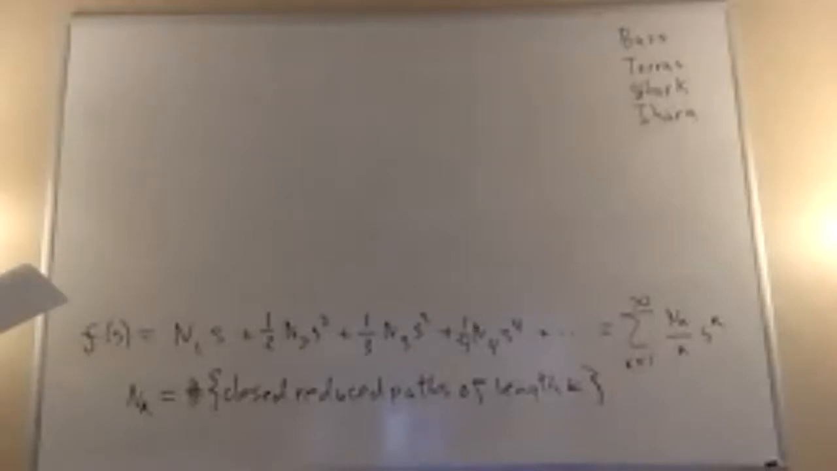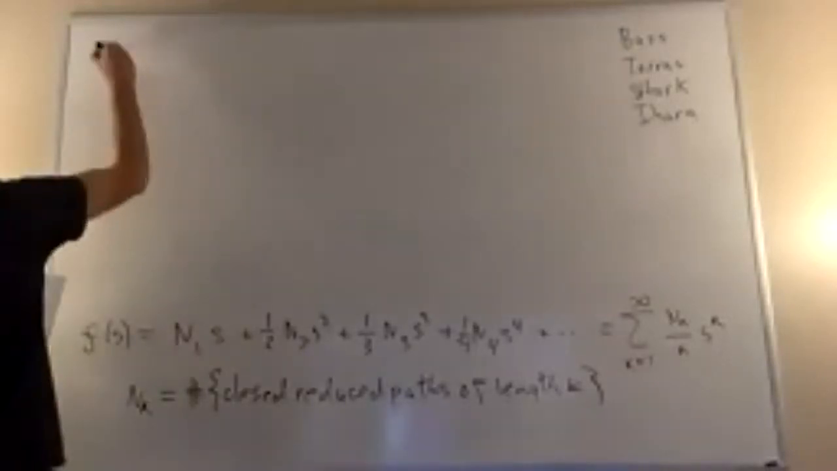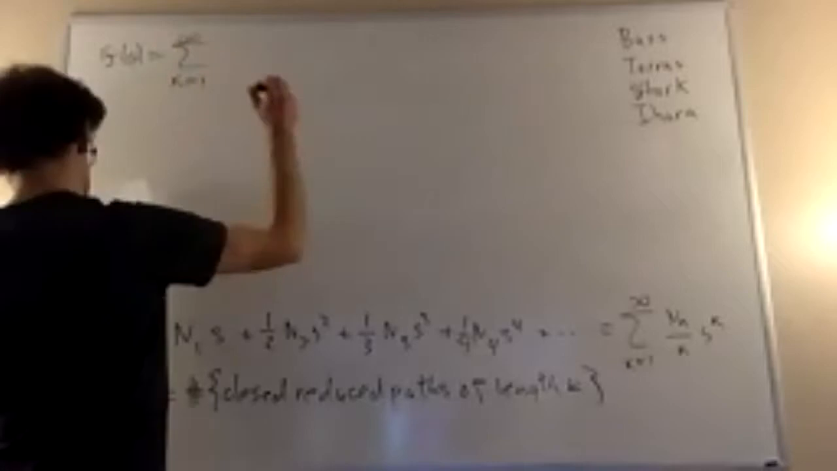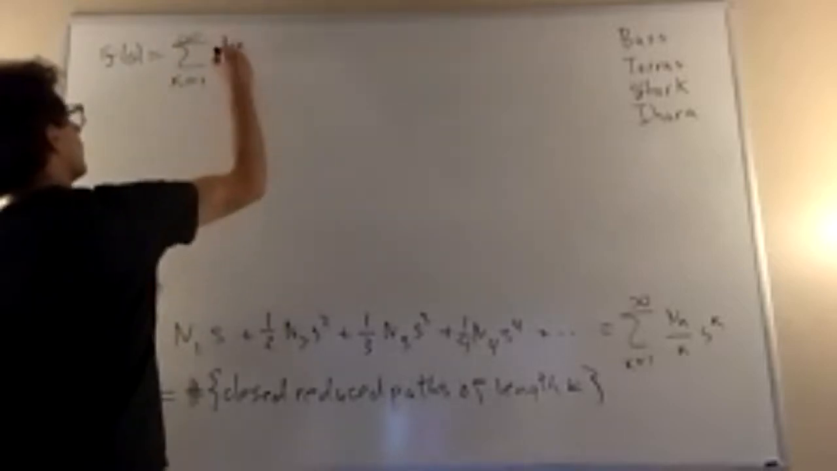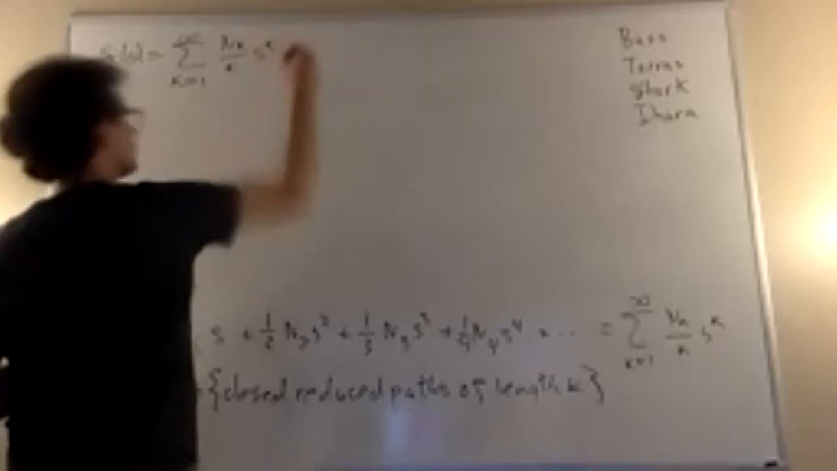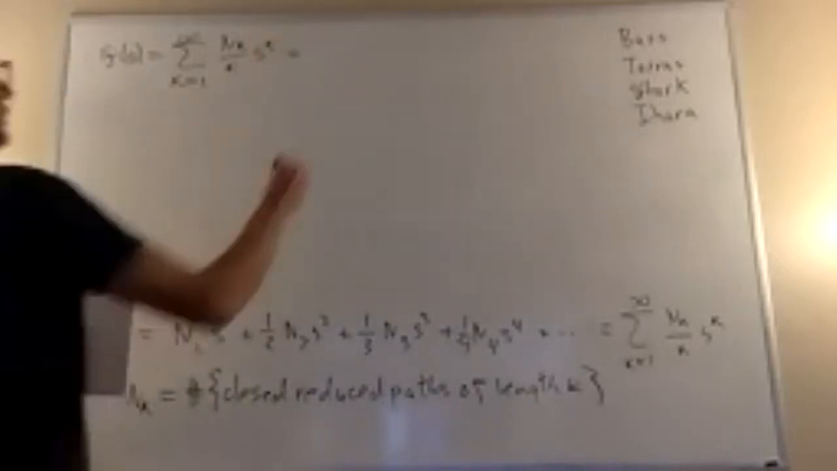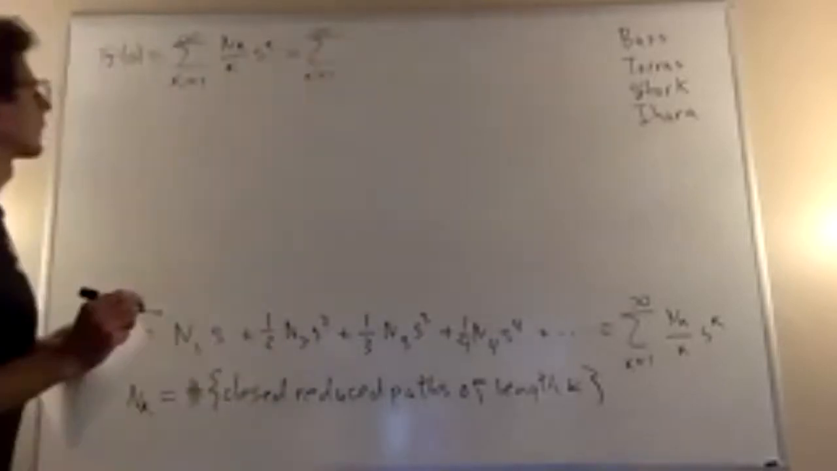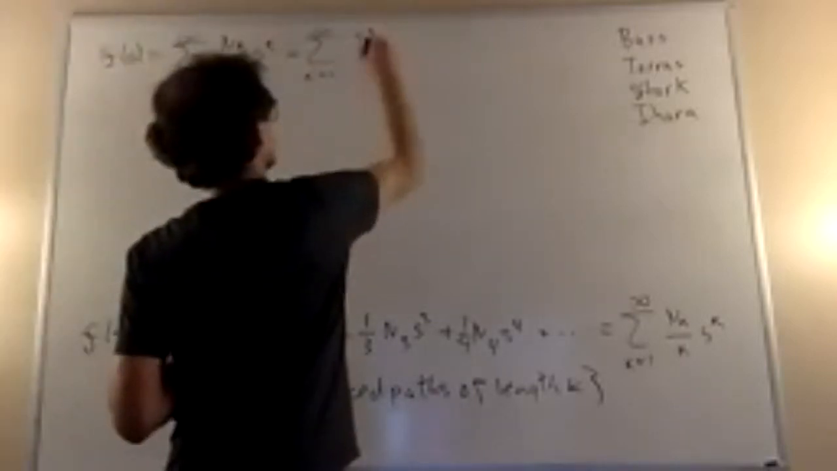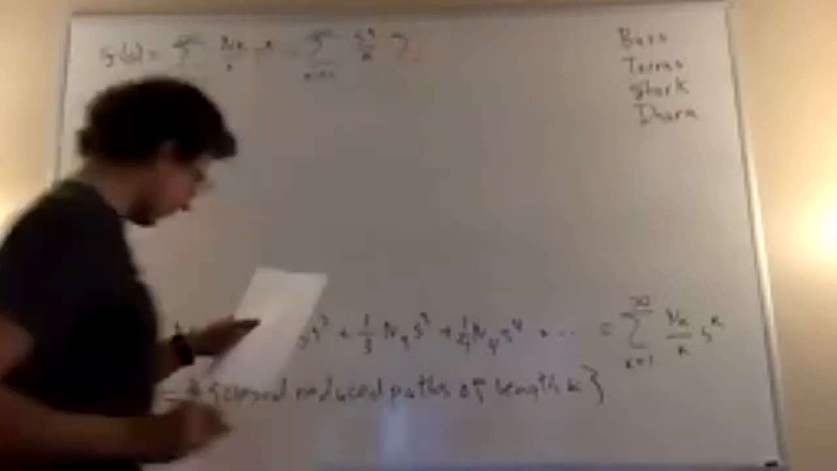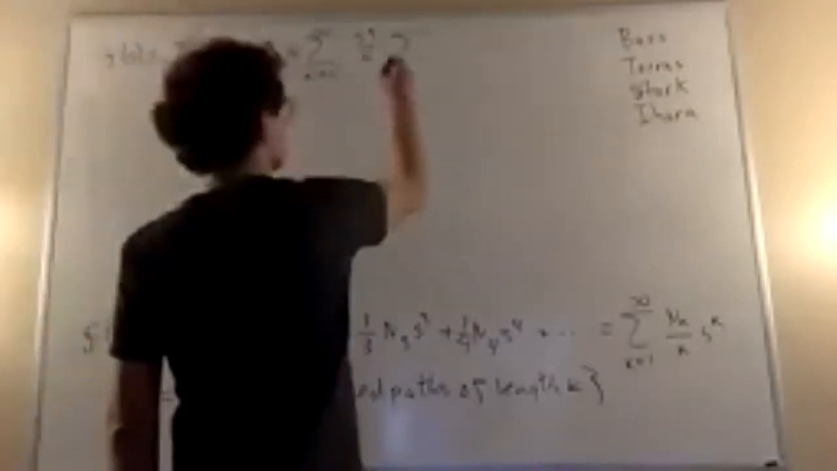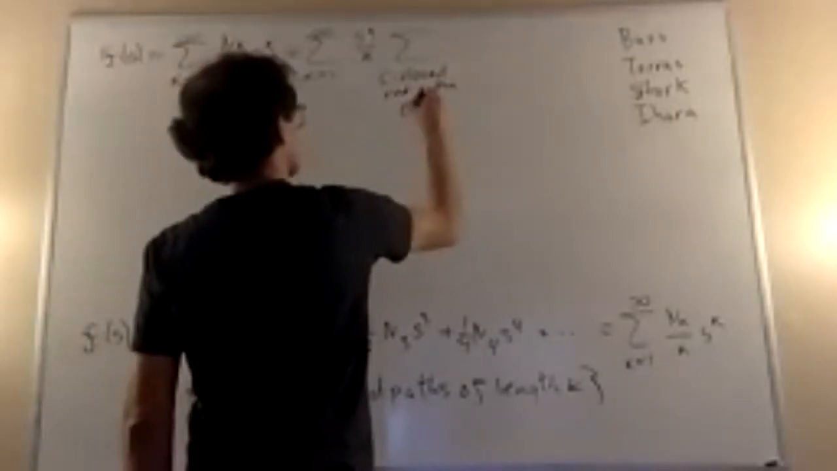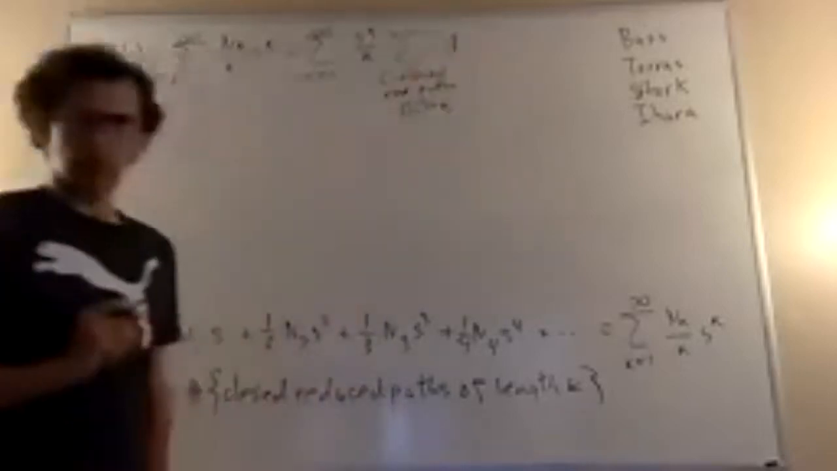Okay, so here's what I'm going to do. F of s is the sum from k equals 1 to infinity of N_k over k, s to the power of k. I'm going to do the following formal operation. This is the sum from k equals 1 to infinity of s^k over k, times the sum over all C, which are closed reduced paths of length k, of the number 1, right?